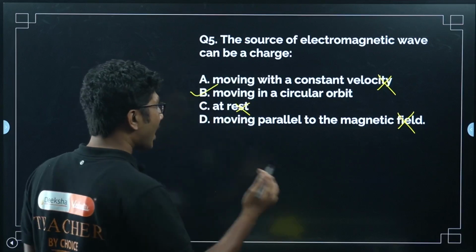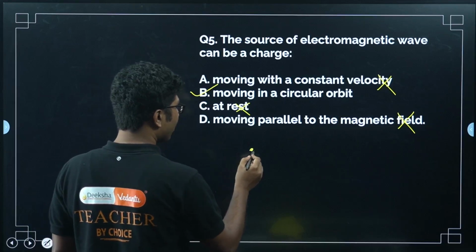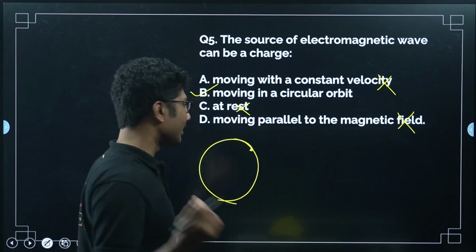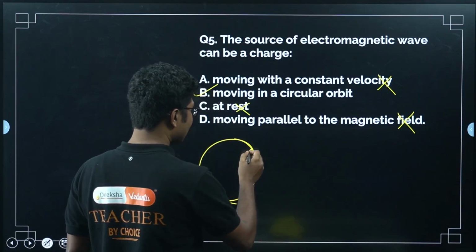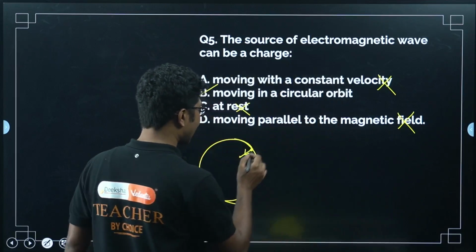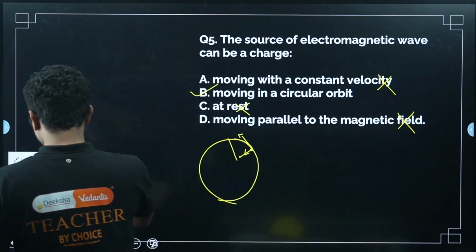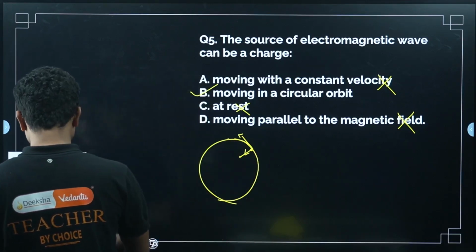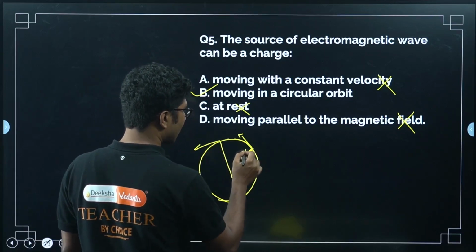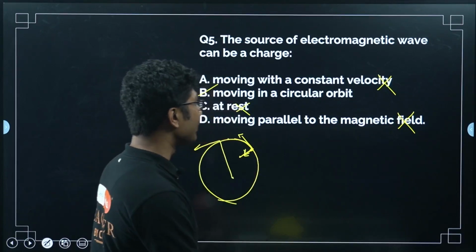Now let us understand why moving in a circular orbit can actually produce an electromagnetic wave. An electron moving in a circular orbit has an acceleration, called centripetal acceleration. This electron is always moving with an acceleration because the direction of its velocity is changing at each and every point. If you remember, we did that part in our PU1 class. At that point of time we learned that the velocity is changing, so there has to be some component of acceleration acting. We termed it centripetal acceleration.